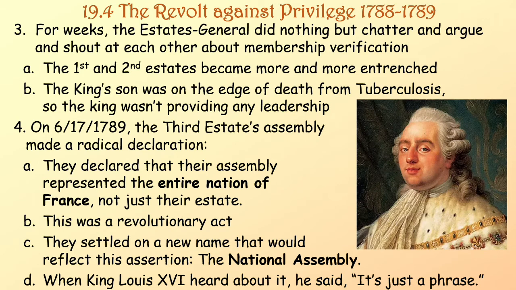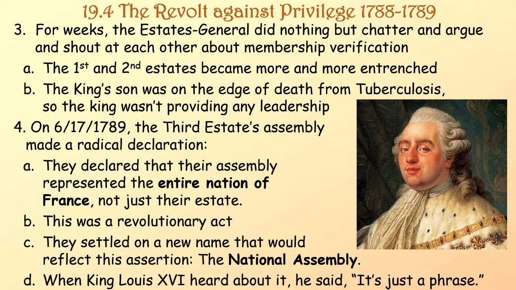For weeks, the Estates General did nothing but chatter and argue and shout at each other about membership verification. And the first and second estates became more and more entrenched. The king's son, a child, was actually on the edge of death from tuberculosis, so the king wasn't providing any leadership.